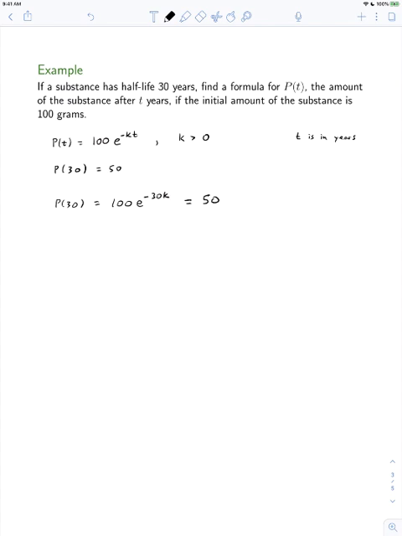So now what we want to do is solve for k. The first thing we do is divide by 100 on both sides. Then we have e to the minus 30k is equal to 1/2. Compute the logarithm of both sides.